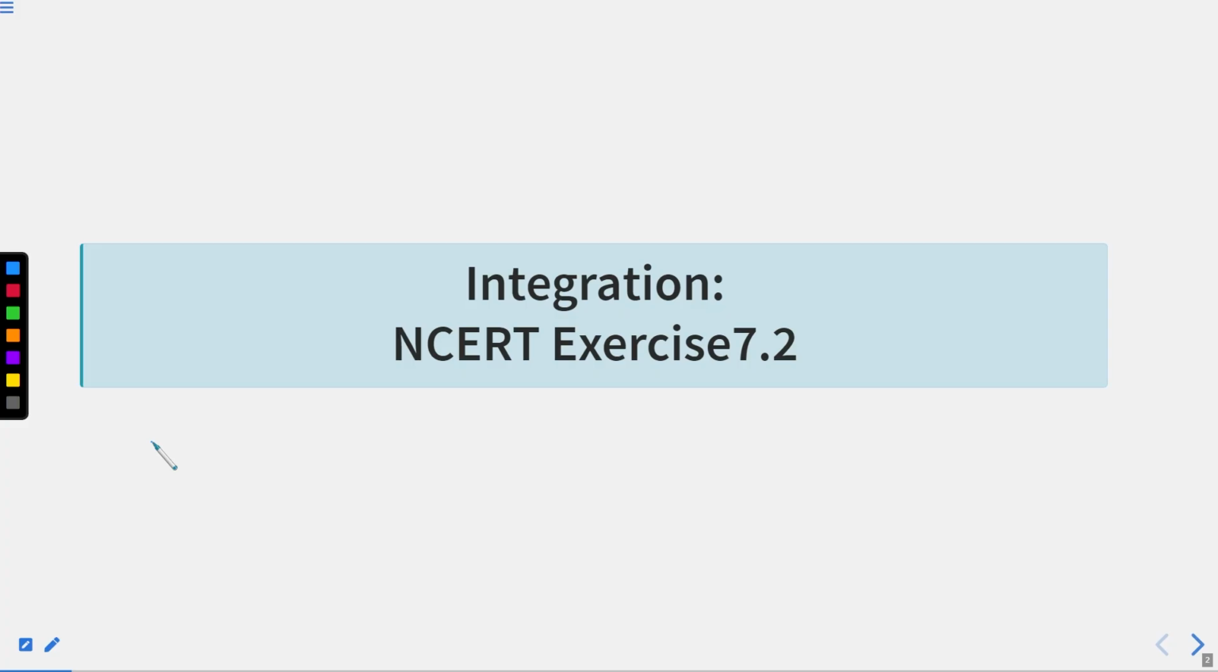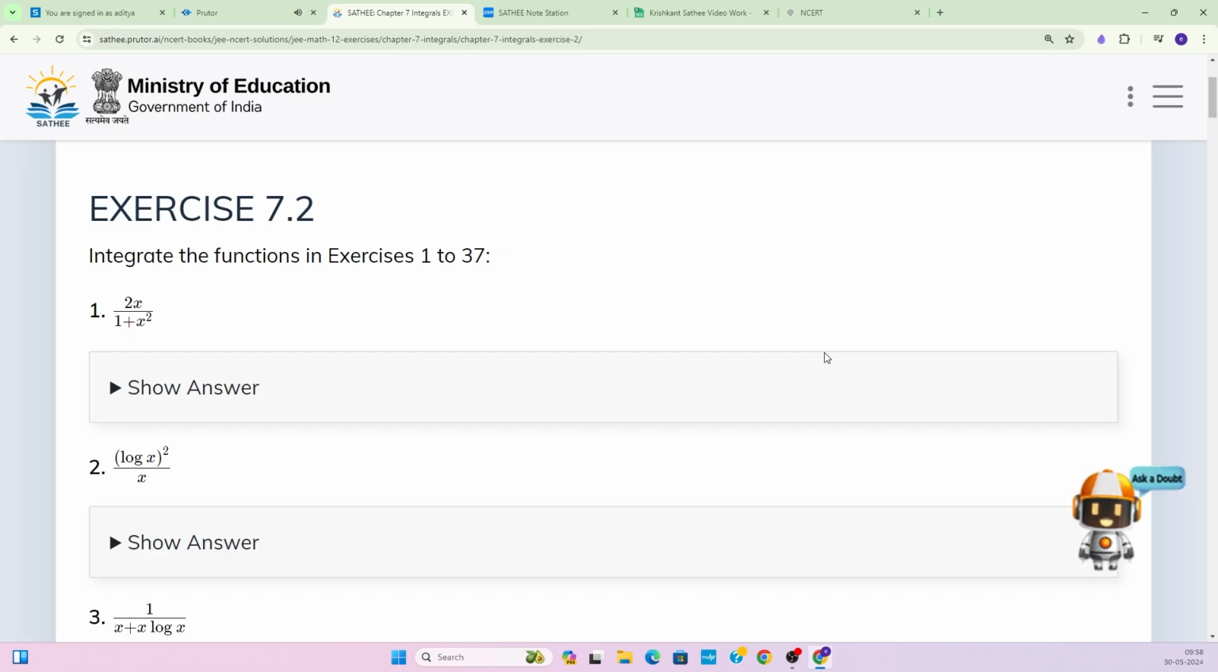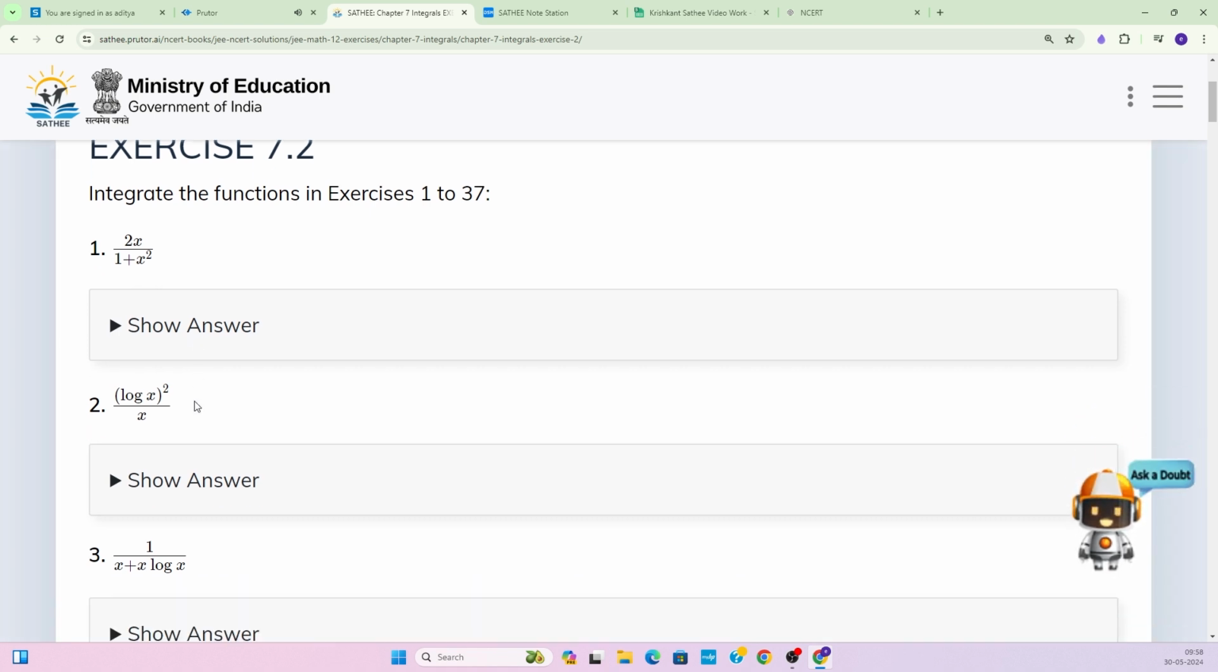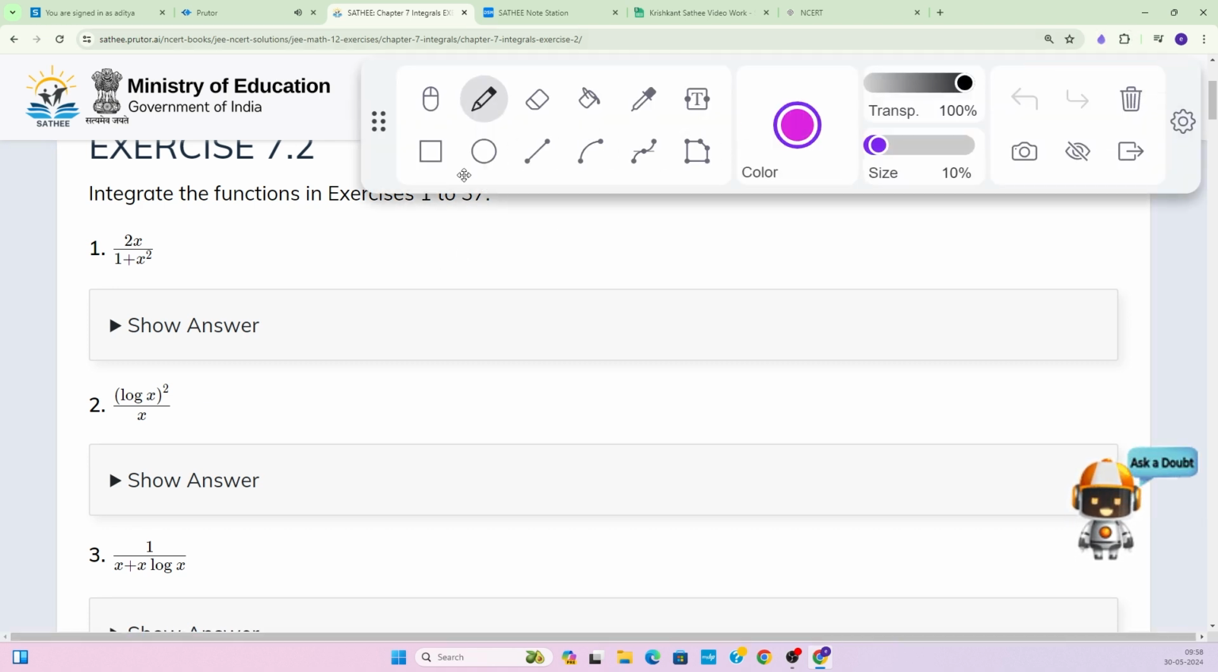In today's session, we will be seeing NCERT exercise 7.2 solution. So let's jump to our first question of this exercise. The first question is saying that we have to integrate it. We have seen the basic methods for integration and also the method of substitution. Mainly this exercise is focused on the substitution method, so we will be doing the substitution method.